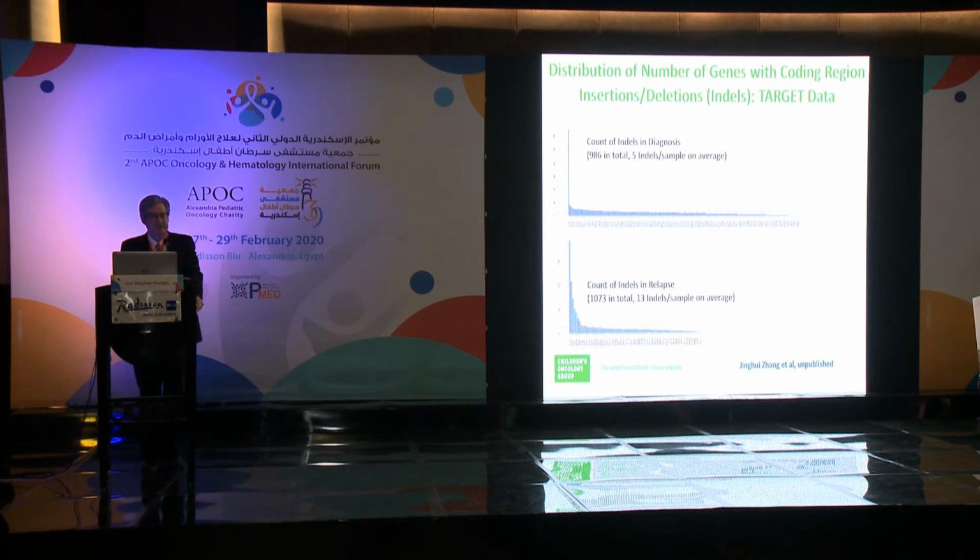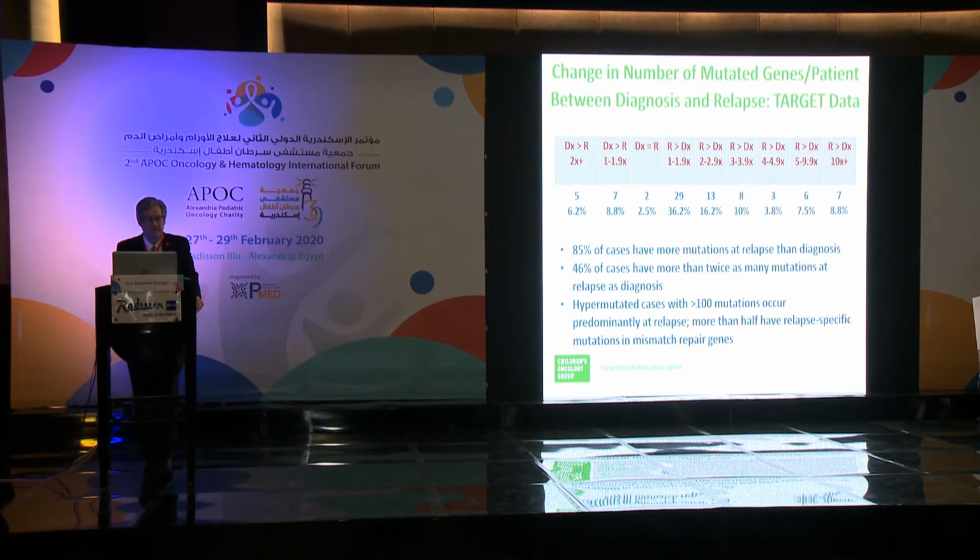This looks at insertions and deletions within the coding regions of genes, or indels, and again we see that they are more common at relapse than at diagnosis. At the top, there's an average of 5 indels per sample at diagnosis. Again, you have one outlier case with quite a few more. And then at relapse, 13 indels per sample with more of a range. So again, there are more genetic changes present at the time of relapse than at diagnosis.